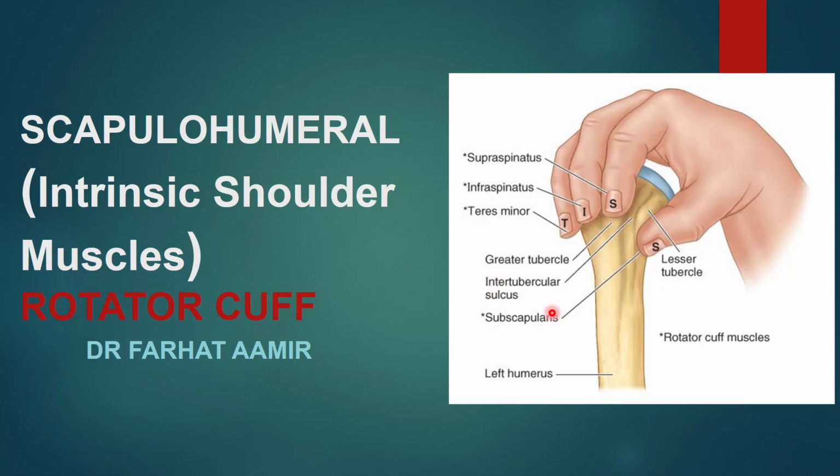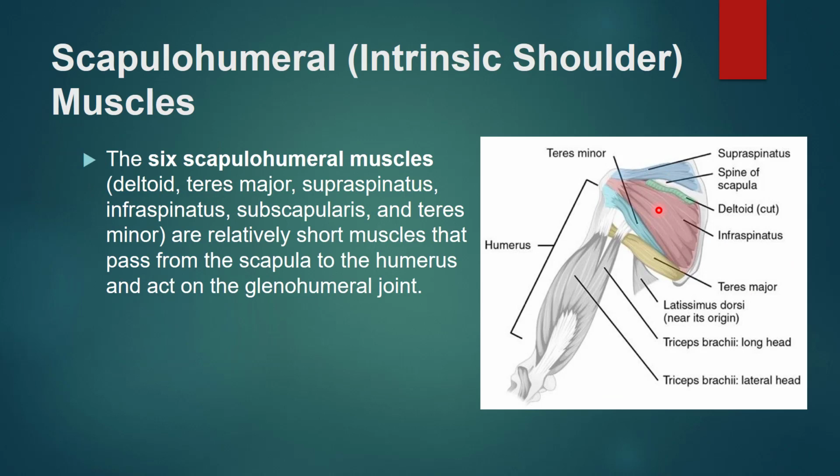See here in this diagram, we have many muscles which are intrinsic shoulder muscles, or they are acting just like the rotator cuff muscles. Okay, so we will discuss all these muscles in this presentation. The 6 scapulohumeral muscles are deltoid, teres major, supraspinatus, infraspinatus, subscapularis, and teres minor muscles. They are relatively short muscles that pass from the scapula to the humerus and act on the shoulder joint, or the glenohumeral joint.